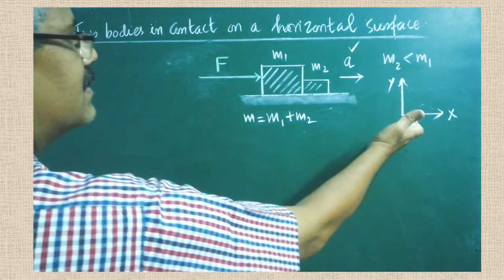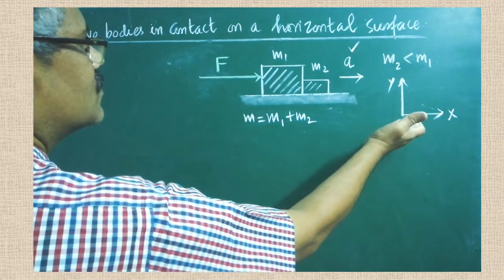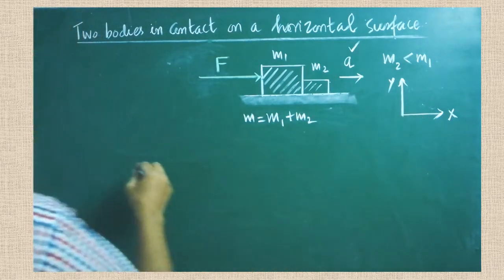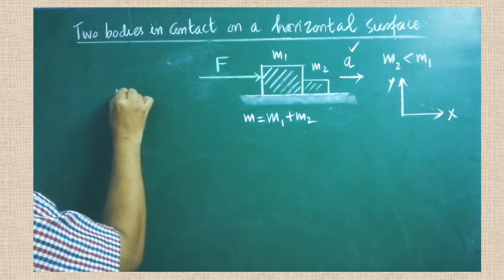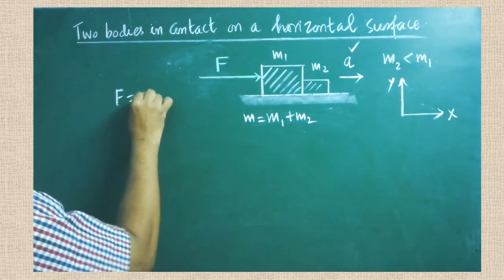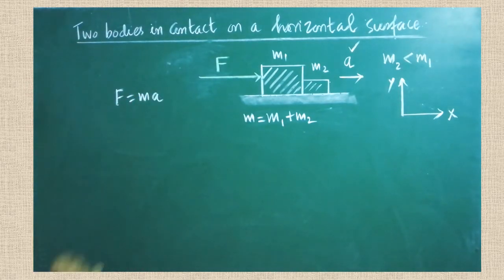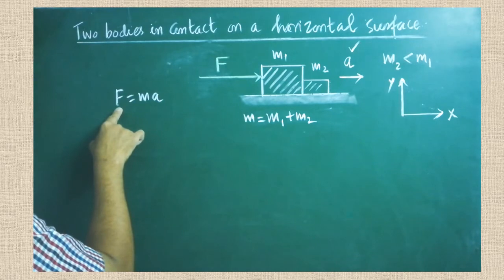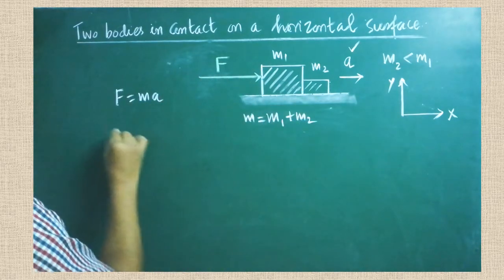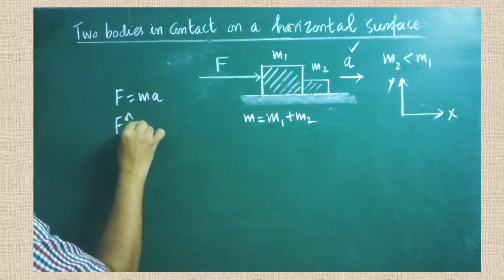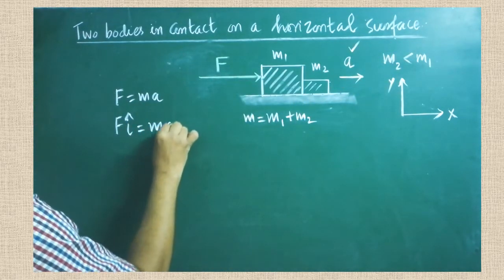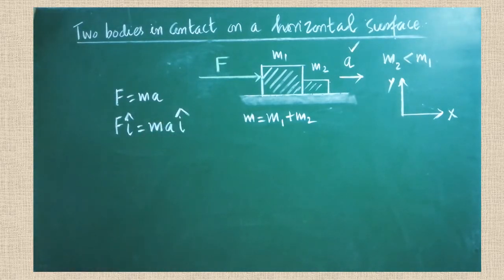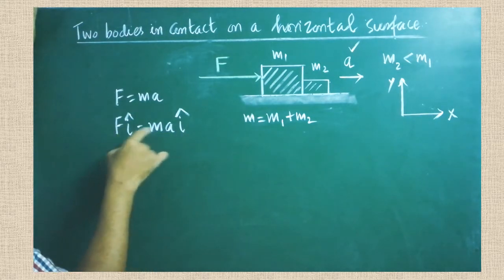For that we need the two-dimensional coordinate system. With the help of the two-dimensional coordinate system, we can write the direction of the force and acceleration. Let us take Newton's second law. With the help of Newton's second law, we can write the formula F equals ma. Look at the direction of the force. The force is acting along the positive x direction, therefore we can write it as F i cap, and acceleration is also acting along the same positive x direction, therefore we can write it as ma i cap. Are you clear?